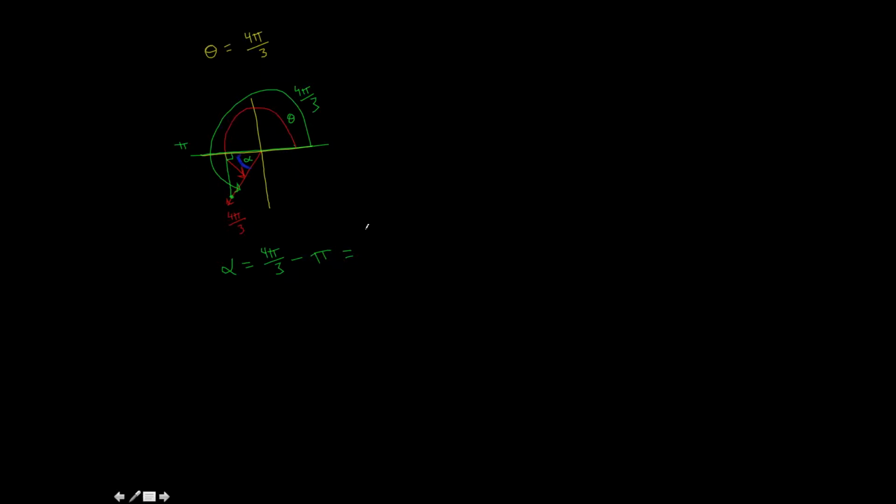Alright, so that's going to be 4 pi over 3 minus 3 pi over 3. Once you get your common denominator, that is going to give you pi over 3. Okay, so alpha in this case would be pi over 3.